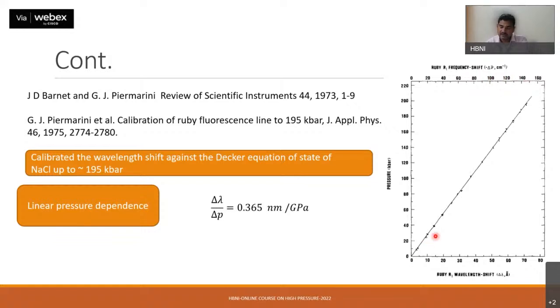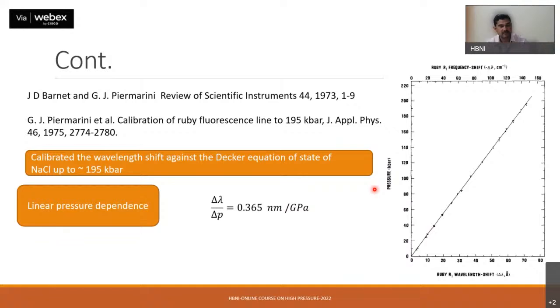So what they determined up to 20 GPa, like 195 kilobar or 20 GPa, is that pressure shifts very linearly with the Ruby fluorescence wavelength. So they plotted this and gave a parametric linear relation, delta lambda by delta P is nothing but 0.365 nanometer per GPa. So this is a linear pressure dependence up to 20 GPa. But if you go to higher and higher pressures, the pressure dependence is no more linear.